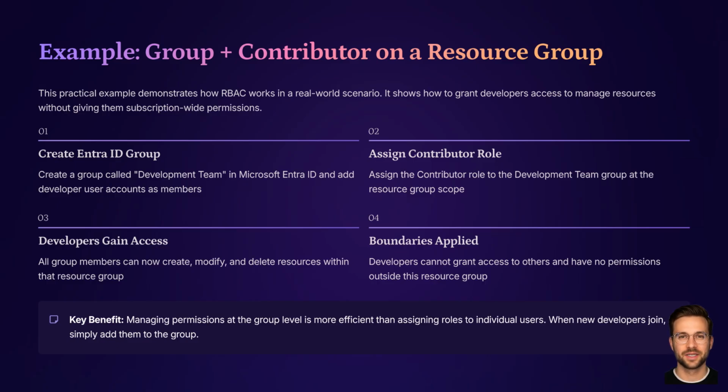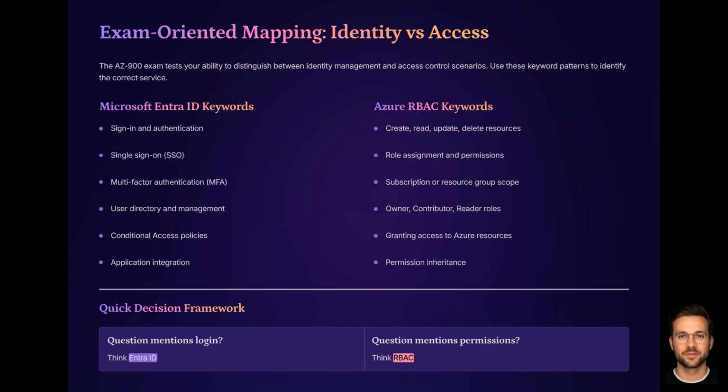From an AZ-900 exam perspective, it is important to recognize whether a question is about identity or access. If the question focuses on where users are stored, how they sign in, single sign-on, multi-factor authentication, or centralized identity for Azure and Microsoft 365, then the answer is usually Microsoft Entra ID. If the question focuses on what actions a user or group can perform on Azure resources, assigning roles at subscription, resource group, or resource level, controlling who can create, modify, or delete resources, then the answer is usually RBAC and role assignments.